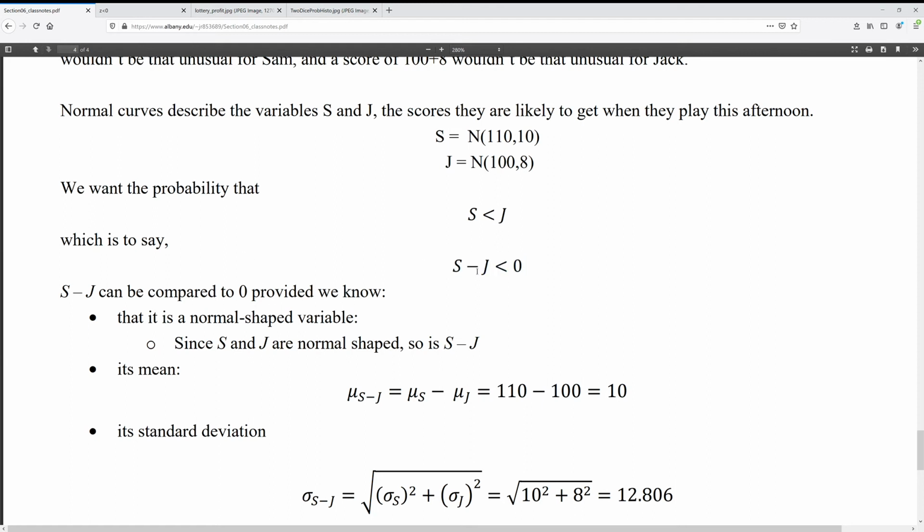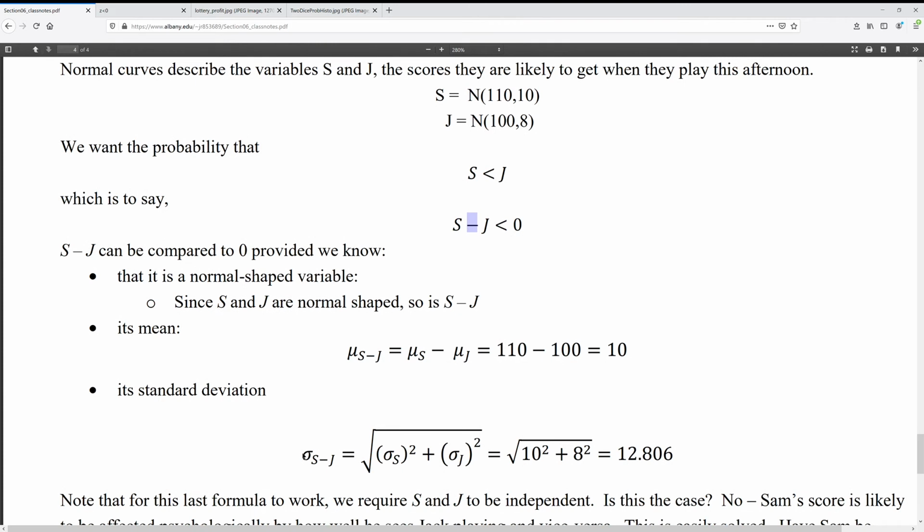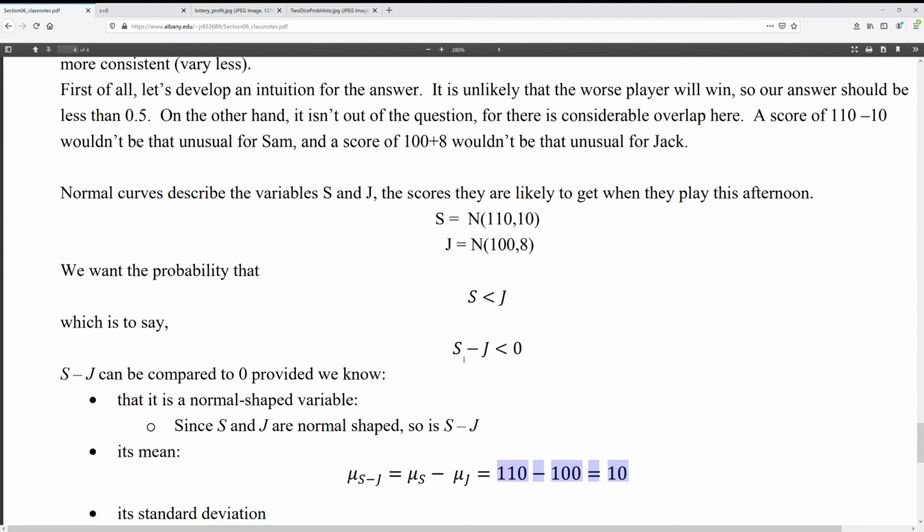So the add problems work out exactly the same way. In fact, the hard part is exactly the same. The standard deviation of S plus J is still 12.806. But if you're adding variables, of course, here you would get 210. That's the only major difference. If they're playing together, right, you want to know their combined score and what it's likely to be, for instance.